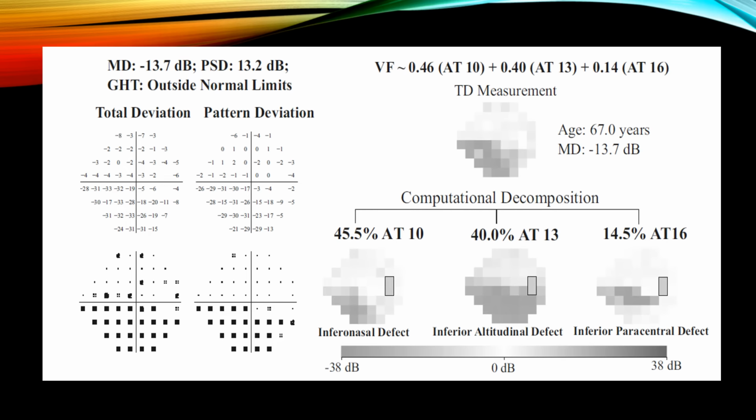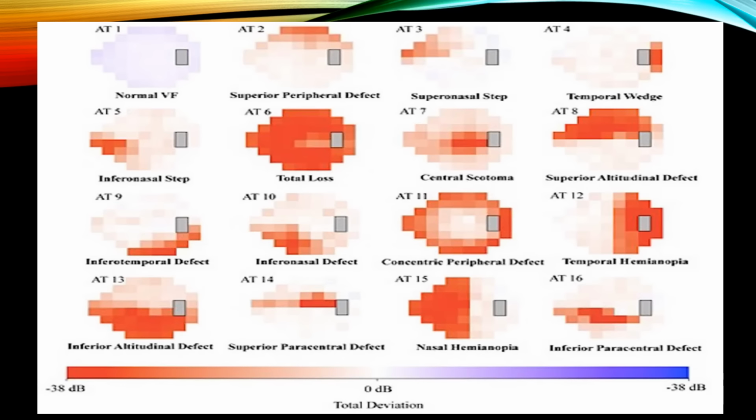These types of archetypes are providing us with an inferior nasal defect, inferior altitudinal defect, inferior paracentral defect, and they will help us to classify the patients accordingly. These are also the various archetypes that help us to know what stage of glaucoma the patient is in.